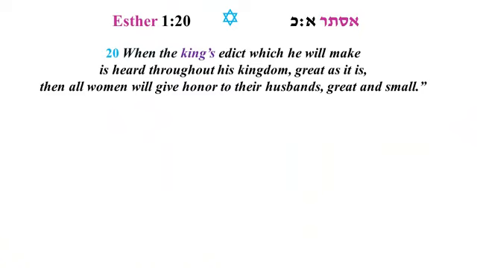Okay. Esther 1:20. When the king's edict, which he will make, is heard throughout all his kingdom, great as it is, then all women will give honor to their husbands, great and small. Now, I told you at the beginning that God is not mentioned in the book of Esther, but he is hidden there. And here is a verse where we have him hidden in Esther 1:20.